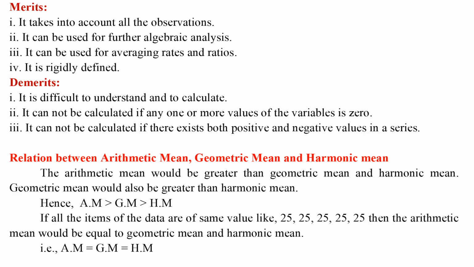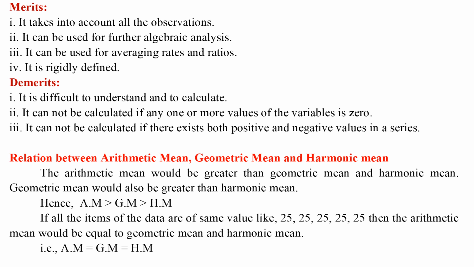Merits. 1. It takes into account all the observations. 2. It can be used for further algebraic analysis. 3. It can be used for averaging rates and ratios. 4. It is rigidly defined. Demerits. 1. It is difficult to understand and to calculate. 2. It cannot be calculated if any one or more values of the variables is 0. 3. It cannot be calculated if there exist both positive and negative values in a series.